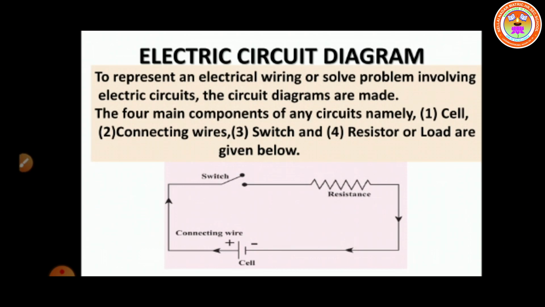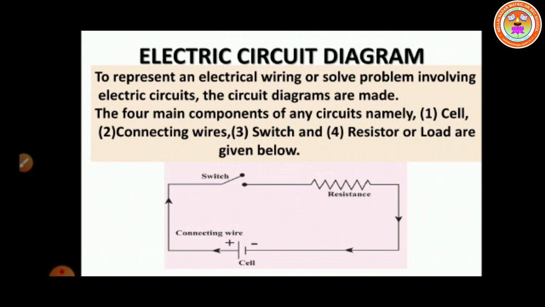Next we move on to the electric circuit diagram. To represent an electrical wiring or solve problems involving electric circuits, circuit diagrams are made. The four main components of electrical circuits are cell, connecting wire, switch and resistor, or we use the term load. In addition to the above, many other electrical components are also used in actual circuits. A uniform system of symbols has been evolved to describe them. It is like learning a sign language, but useful in understanding circuit diagrams.